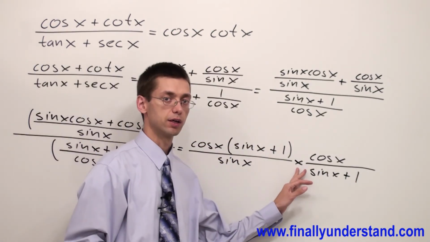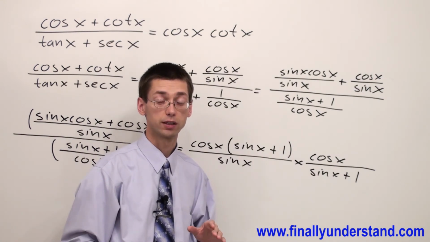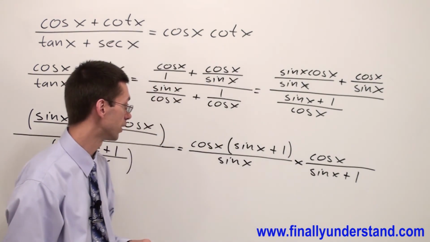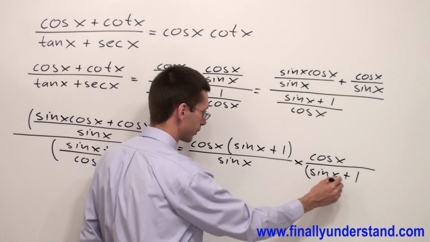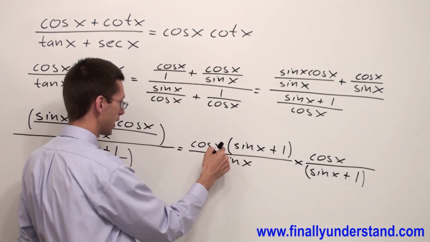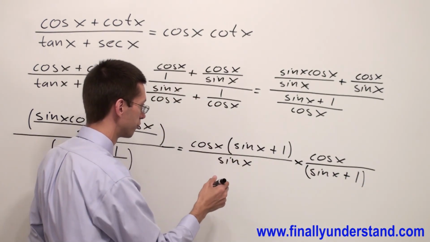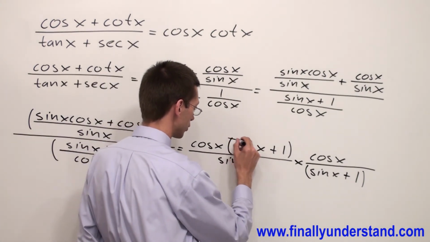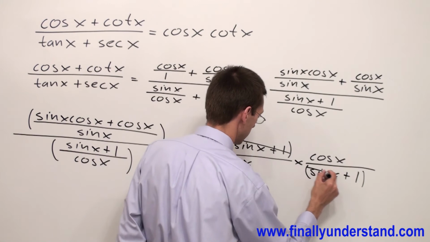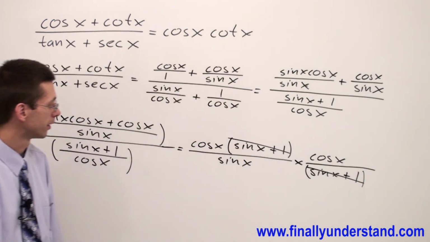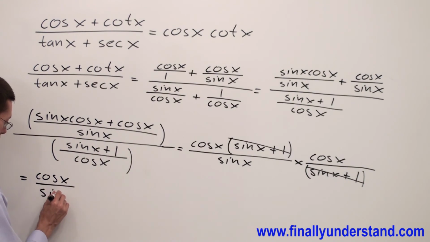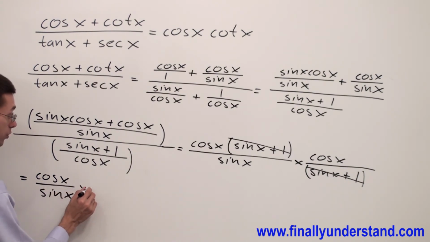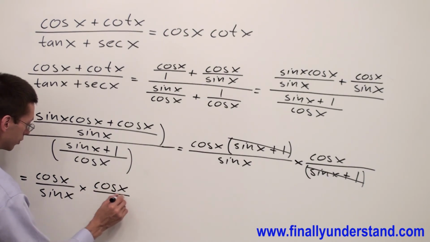Please notice that this is multiplication. Anytime we multiply fractions, we're supposed to check if we can reduce any denominator with any numerator. We have sine x plus 1 and sine x plus 1. Because these parentheses are multiplied to cosine x, I can perform the simplification. I can reduce this and this term. Let's take a look at what we have got so far. We have cosine x over sine x times cosine x over 1.